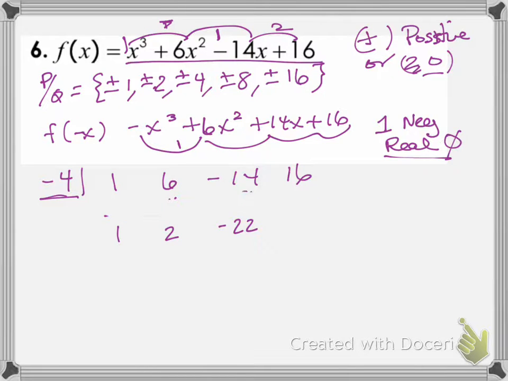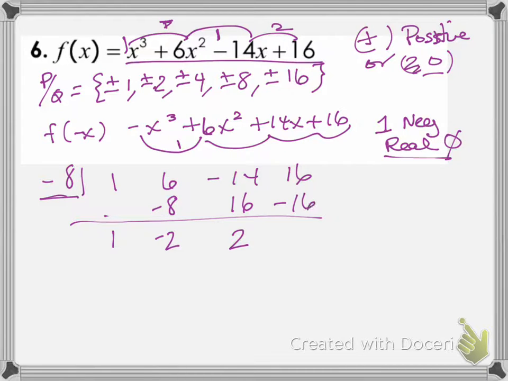So now I am going to go to negative 8. Maybe negative 8 will work. Negative 8. Okay, 1, negative 8 would be negative 2. That would be positive 16. So that would be a positive 2. There it is, negative 16. Yay, 8 works. So x plus 8 is one of my factors. And then this goes to x squared minus 2x plus 2.